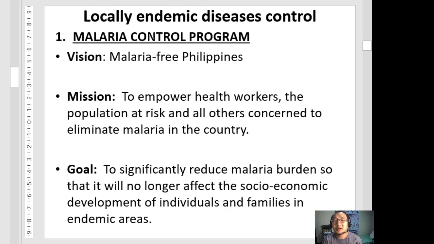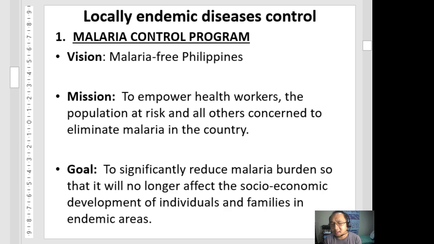So first we have the malaria control program. Before I go further with this program, I just would like to give a short introduction about malaria. This topic will also have a different discussion on communicable diseases. So let's just give this topic an introduction.